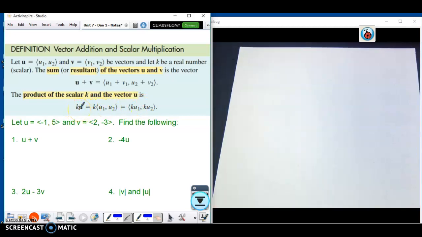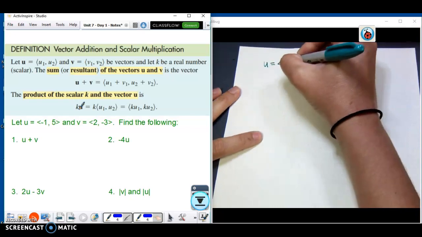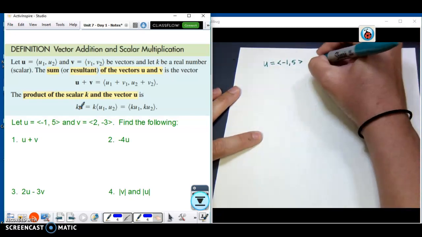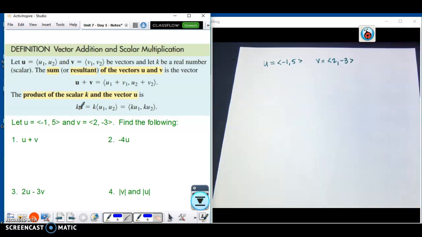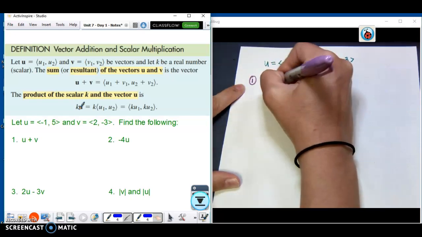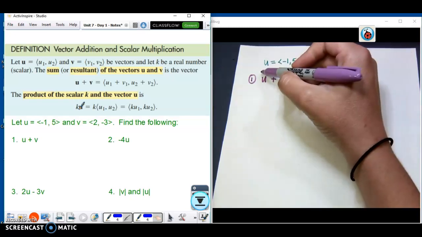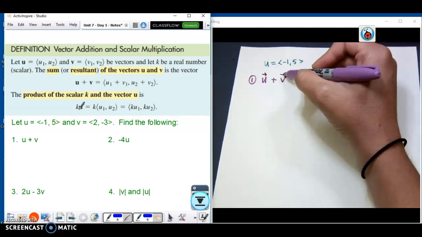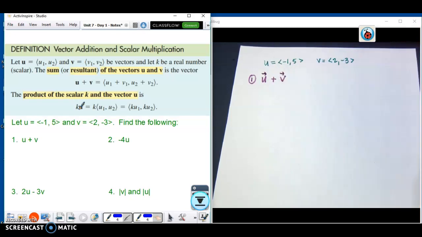Okay? So let's see how this works. For these problems, we're using the vector u as negative 1, 5, and the vector v is 2, negative 3. Okay, so number 1, we want to add the vector u plus the vector v. Okay? Now I want to make mention of something. These could have little vector arrows over them, or because they've already told you that it's in this notation, you know that those are vectors. So it doesn't have to have the vector arrow over it, u plus v.